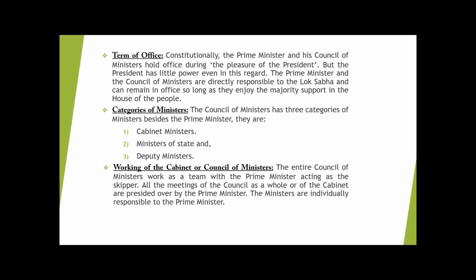Categories of Ministers. The Council of Ministers has 3 categories of ministers. Besides the Prime Minister, they are Cabinet Ministers, Ministers of State, and Deputy Ministers. Working of the Cabinet or Council of Ministers. The entire Council of Ministers works as a team with the Prime Minister acting as the skipper. All the meetings of the council as a whole or the cabinet are presided over by the Prime Minister. The ministers are individually responsible to the Prime Minister.